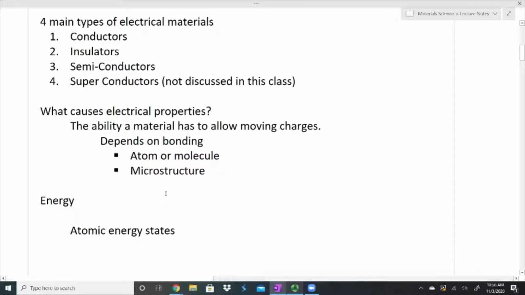All right, there's four main types of electrical materials. We have conductors, insulators, semiconductors, and superconductors. We're not talking about superconductors in this class, at least not in our lectures and our videos. If you want to read up on them, learn about them, that's perfectly fine. They're very, very interesting, and it might even be a good idea for your research paper or your research project at the end of the quarter. We'll talk first about conductors and insulators, and then we'll spend a majority of the time talking about semiconductors because those are the ones that are very, very interesting.